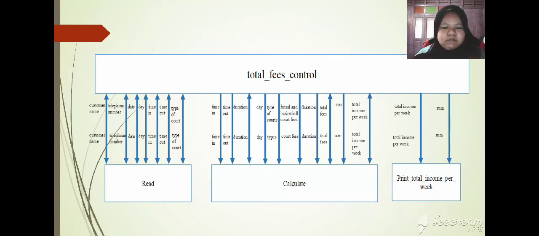For the time in, time out, day, type of court, futsal and basketball court fees, duration, sum, it is call by value, but for the duration, total fees, and for the total income per week, it is call by reference. Next, for the print total income, it has two variables, which is total income per week and sum. Total income per week and sum are called by value.